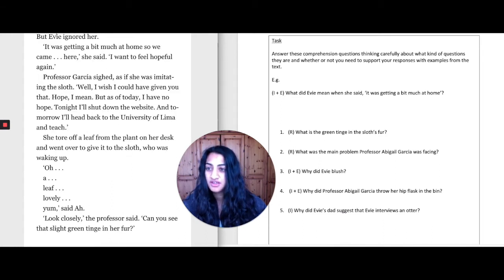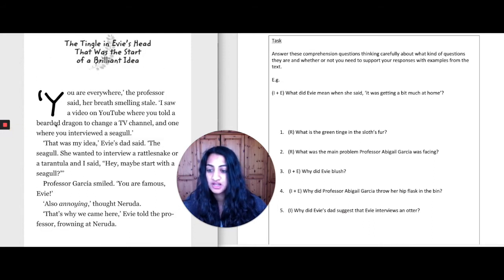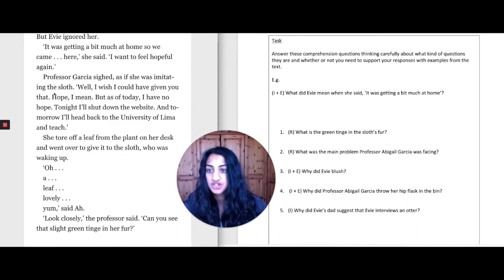Now, there's nothing before that really tells me how she was feeling. This is just her talking to Neruda. And there's nothing really afterwards where she explains what she means when she says it was getting a bit much at home. So there's not really a clue in this section of the text. However, I can use my brain to think, what could Evie mean when she said it was getting a bit much at home? I'll have to think about what was happening at home to use my deduction.